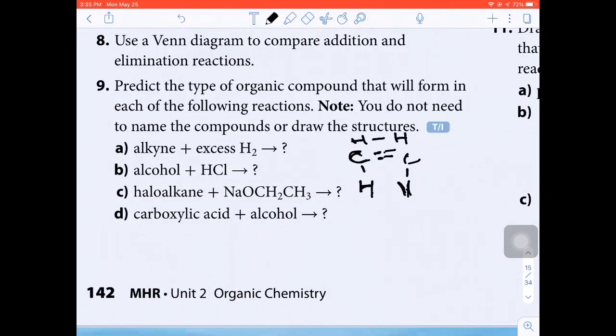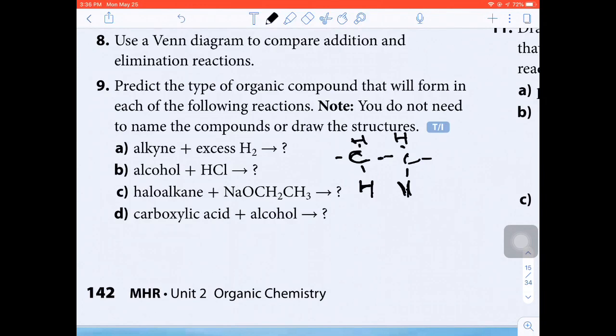And I'm going to take another H2, and I'm going to do the same thing. I'm going to get rid of the HH bond and one of the CC bonds, and now that those 2 are gone, I'm going to create 2 new bonds between carbon and hydrogen, and now I have an alkane. So when I add excess hydrogen to an alkyne, it will turn to an alkene and then to an alkane. If I only add enough hydrogen just to get rid of the alkyne, it will become an alkene, a double bond.